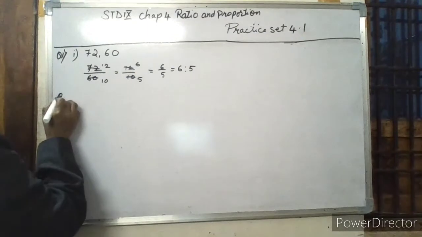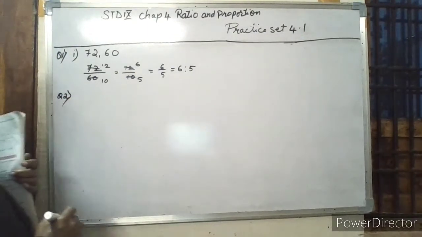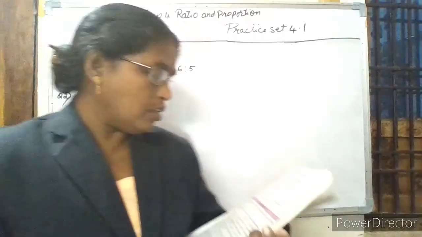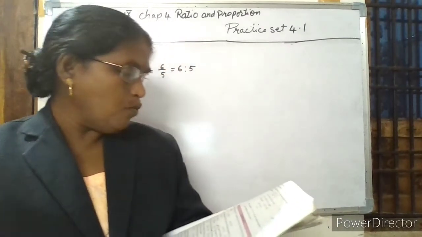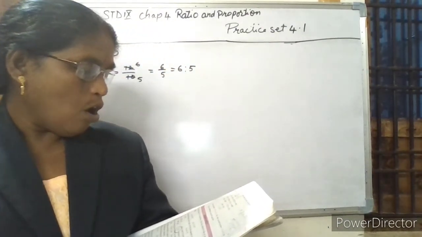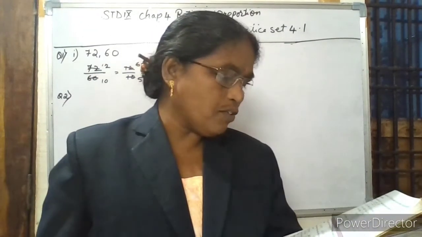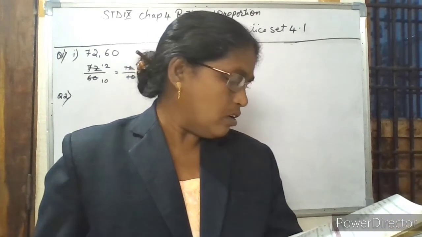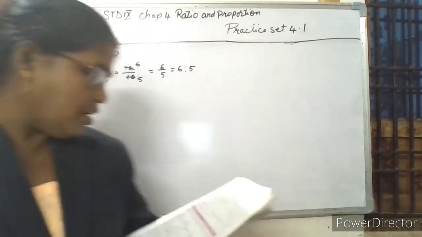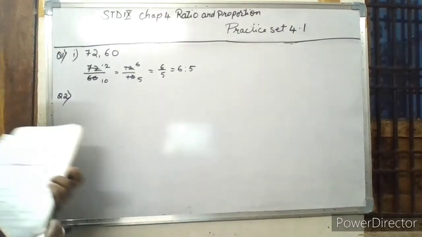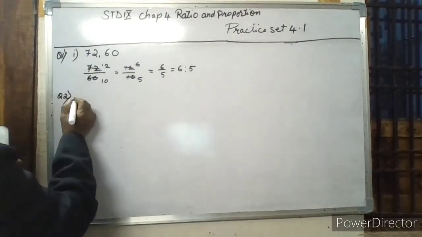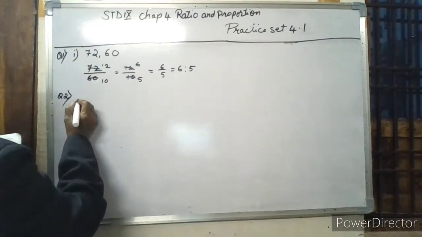In question number 2, in the same manner you have to solve the other questions. Question number 2, find the reduced form of the ratio of the first quantity to the second one. So you see, in this question number 2, the third one.